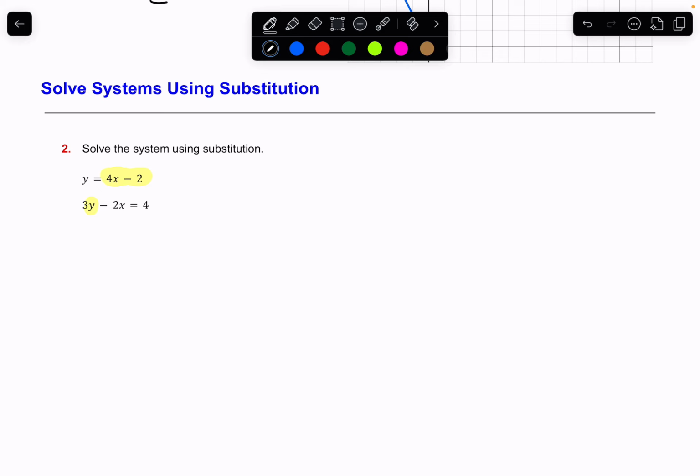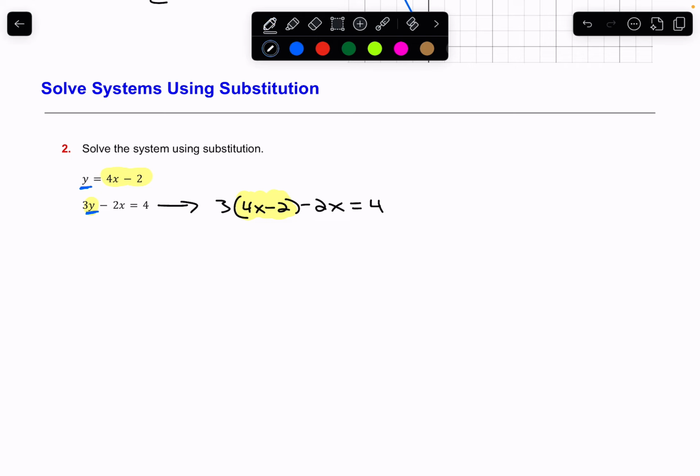So I can rewrite this second equation as 3 times (4x minus 2) minus 2x equals 4. Again, that 4x minus 2 is what y equals from the first equation. Because I see a y right here, I can replace y in the second equation with what I know y is equal to. And we've done this in the nickel and dime type questions in the past. We just didn't necessarily call it a system of equations.